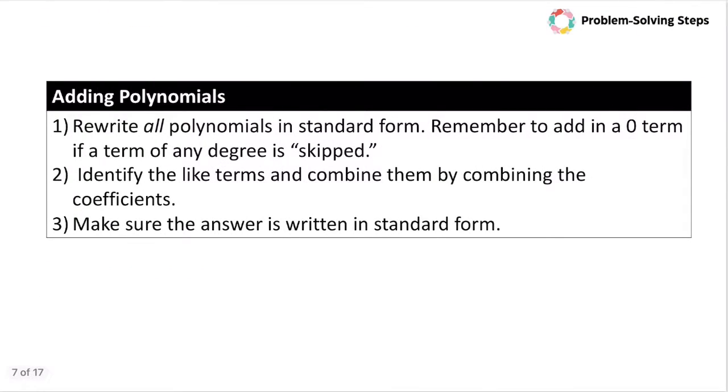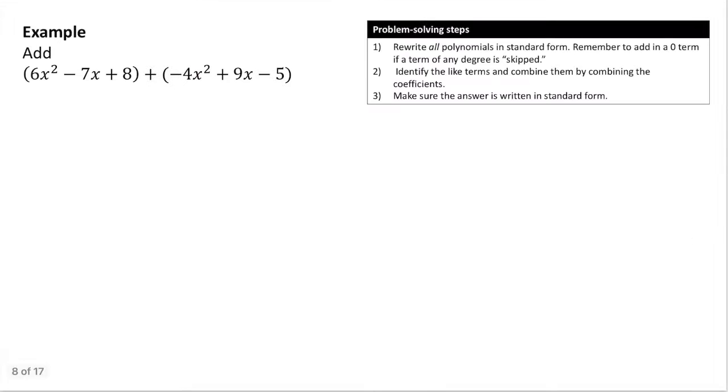Okay, so here's what we're going to do. We're going to rewrite all polynomials in standard form, and remember to add in a 0 term if a term of any degree is skipped. Then we'll identify the like terms and combine them by combining the coefficients, and make sure that our final answer is written in standard form. So let's try now this example. We want to make sure that our polynomials are in standard form. And notice that these go in order, degree 2, degree 1, and then 0.